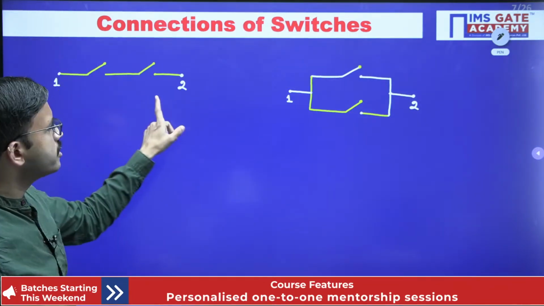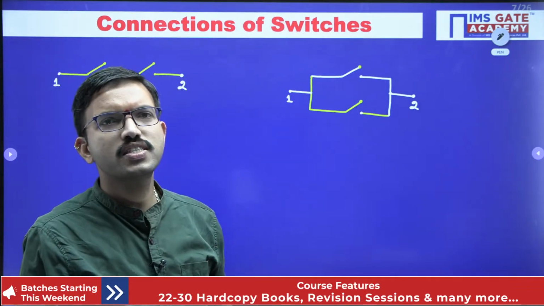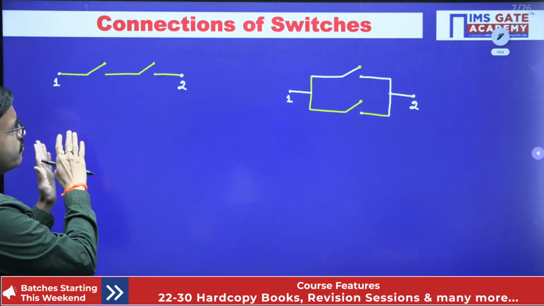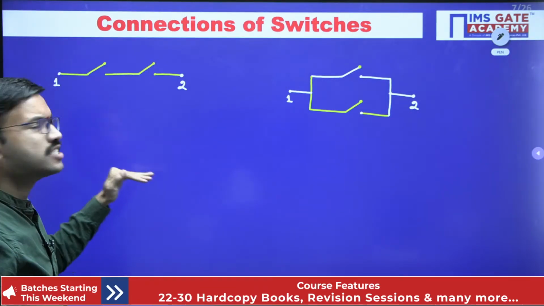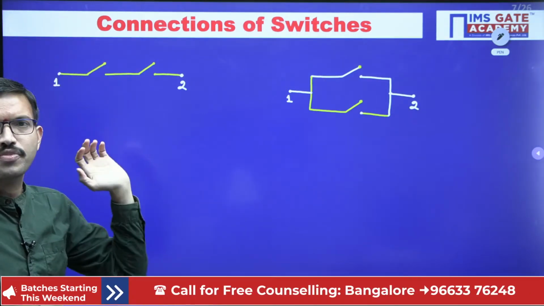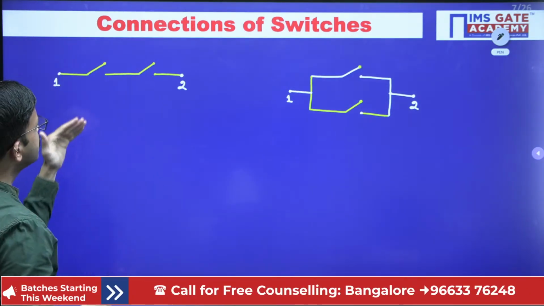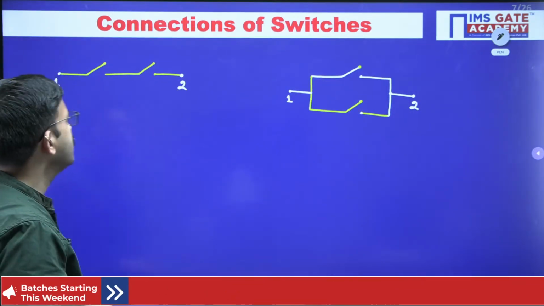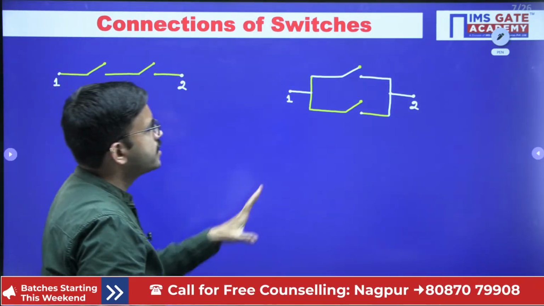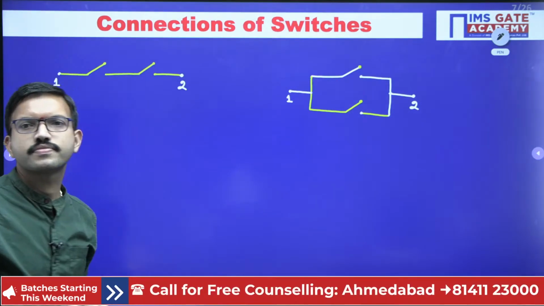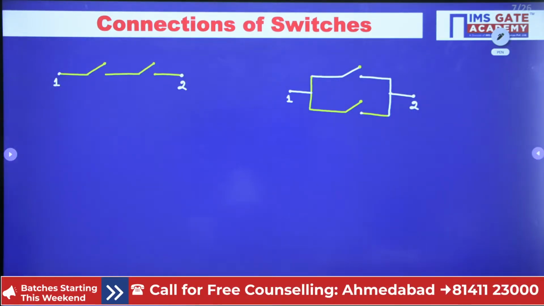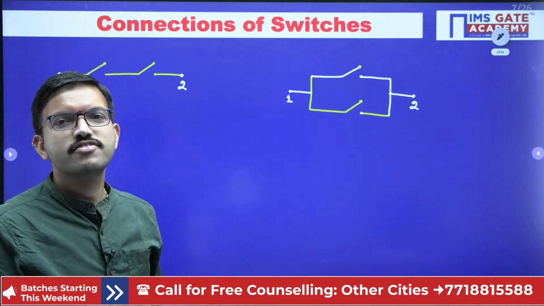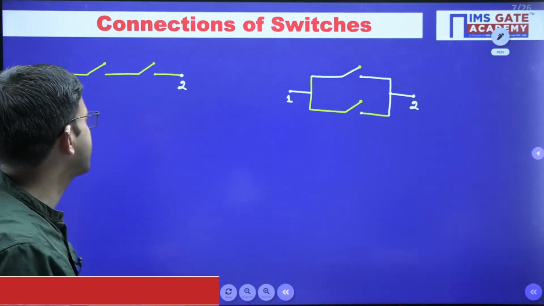So what is the first configuration? What is the second configuration? Can you guess? I have considered for the time being two transistors. Just now I mentioned that wherever you have a transistor in the circuit, we can simply represent it as a switch. This is one configuration. This is another configuration. Can you identify how these two switches are connected and how those two switches are connected? Yes, very good. Series and parallel.